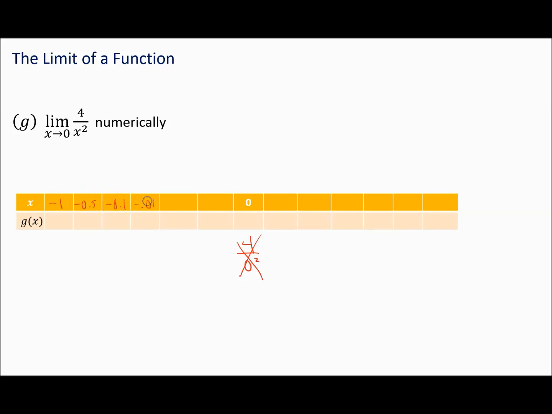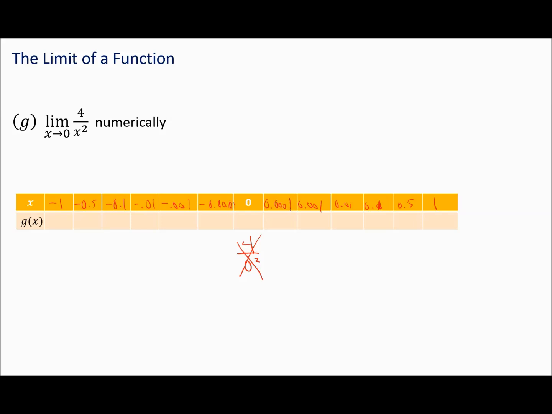Remember, the goal is to get very close to 0. That's super close. That might not be necessary. And we need to do it from the right, too. 1 is pretty close to 0, but I can get closer by doing 0.5, or 0.1, or 0.01, or 0.001. You see where I'm going with this?